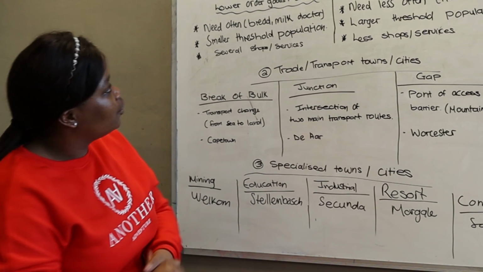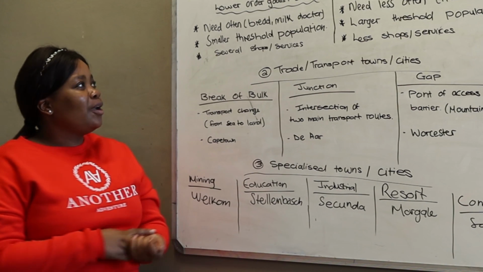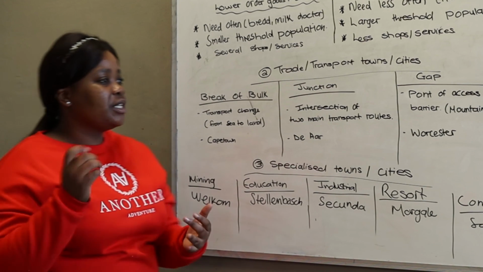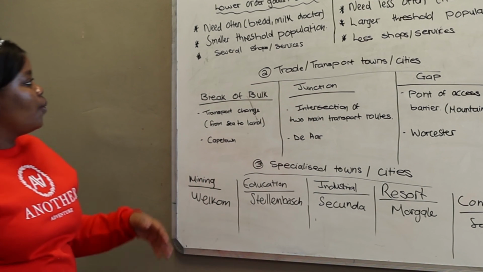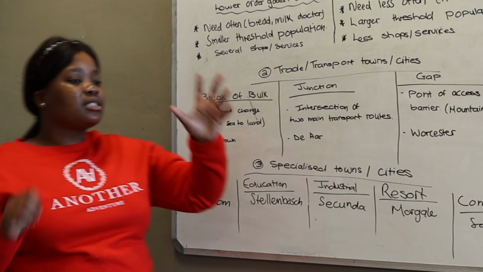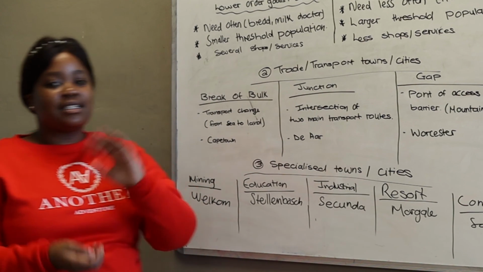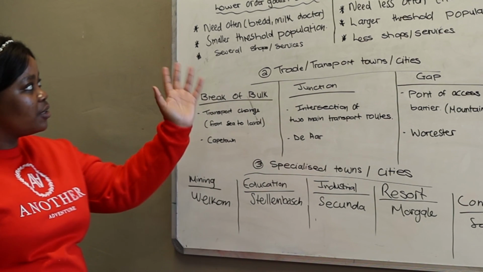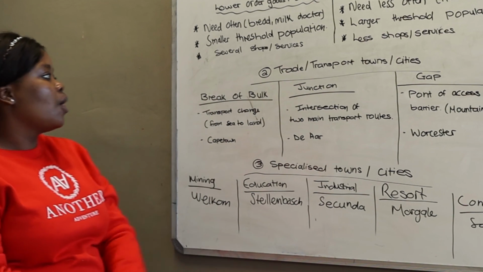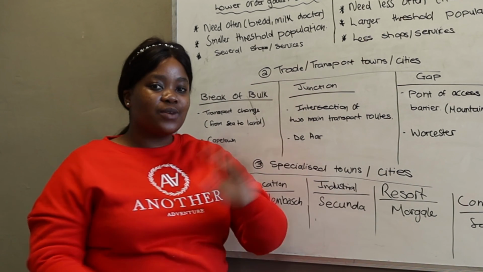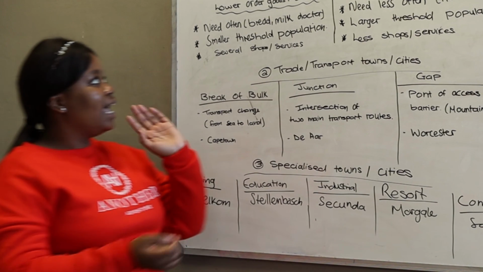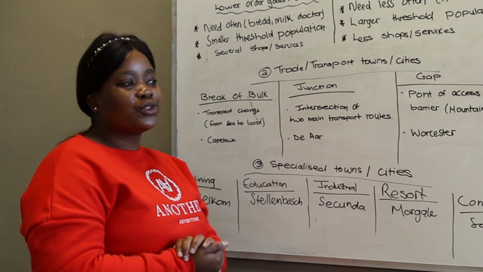Yes, that's it for today. So today we did settlements, urban settlements. We did the sizes and complexity. We said urban settlements is multifunctional. It has secondary and tertiary activities. We looked at several central places. We looked at trade, transport, towns and cities. We looked at specialized towns and cities. So that's it for today.